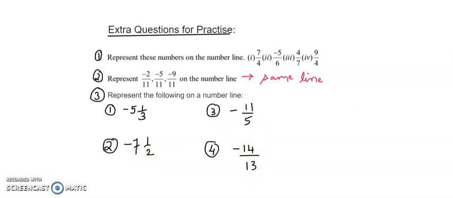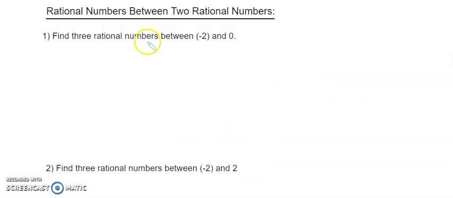Okay. Now the next important topic, how to find rational numbers between two given rational numbers. First, we'll take a very basic question and then we are going to move on with the difficult one. So here, you have to find three rational numbers between -2 and 0. First of all, -2 and 0. They are two integers. In between these two integers, how many integers lie? Only one, which is -1. But the question is telling us to find 3. So it's not possible, right?